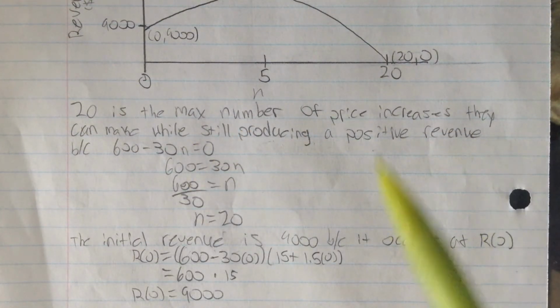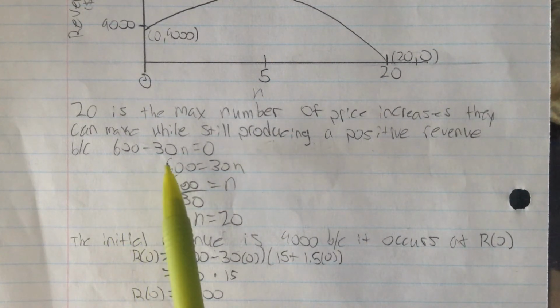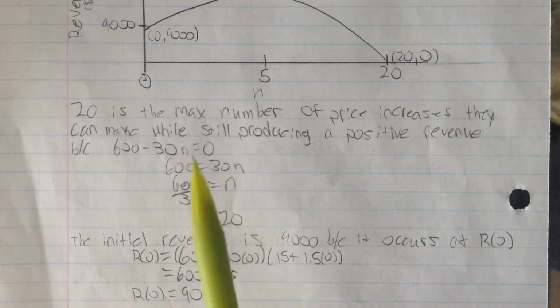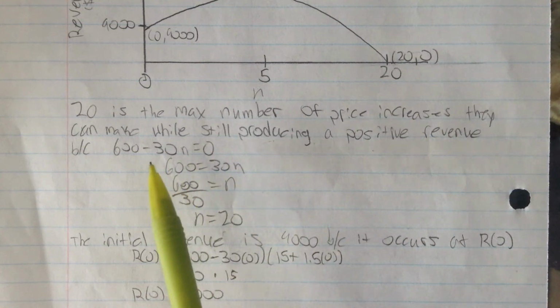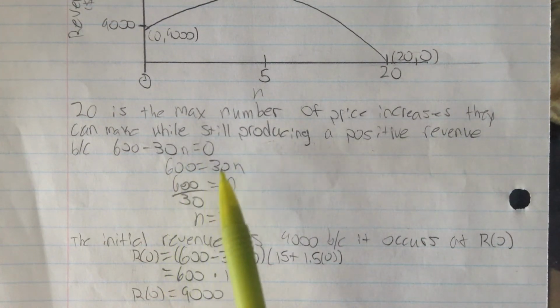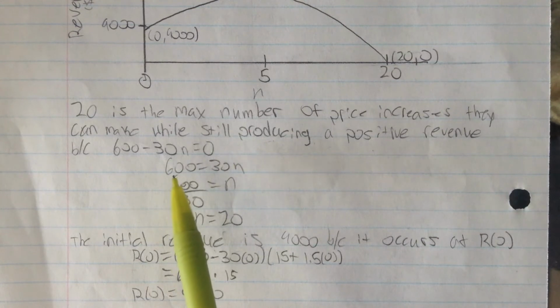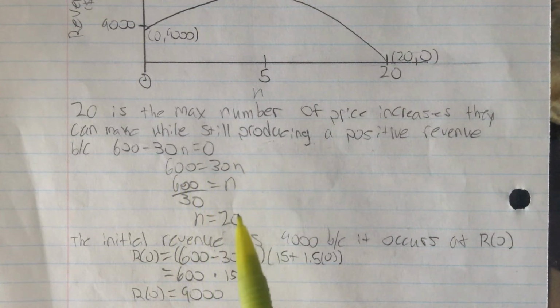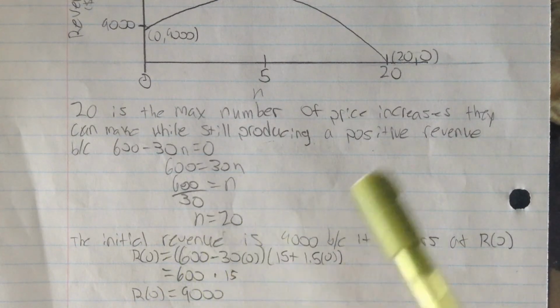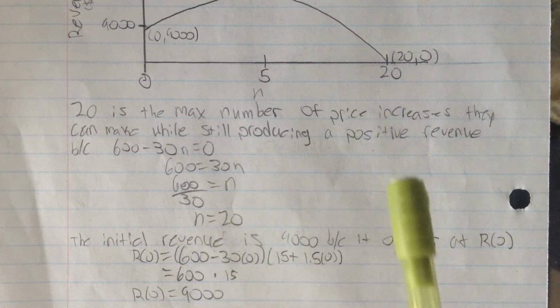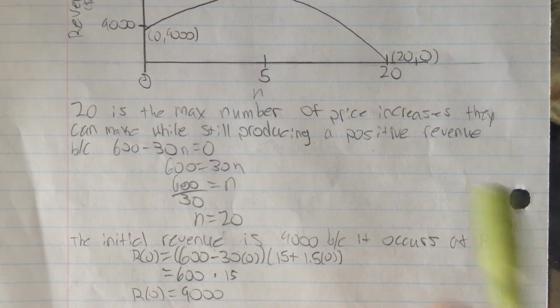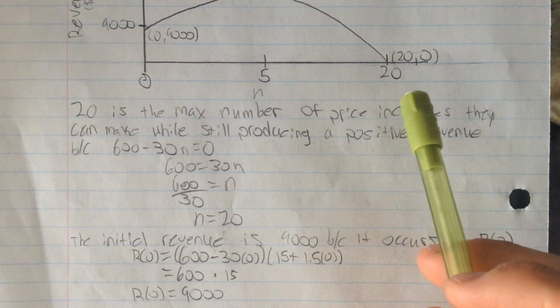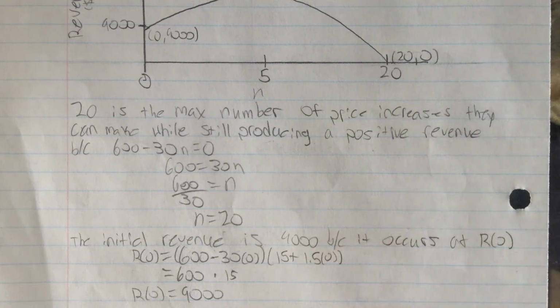So to do that algebraically, we will put 600 minus 30n equals 0, because we are solving for n. We simply move the negative 30n over to the right side of the equation, and that gives us 600 equals positive 30n. We want to isolate n, so we divide both sides by 30 to isolate the n. 600 divided by 30 equals 20. Therefore, our n equals 20, our x-intercept equals 20, and we now know that 20 is the maximum amount of price increases that this company can make while staying in the positive revenue.